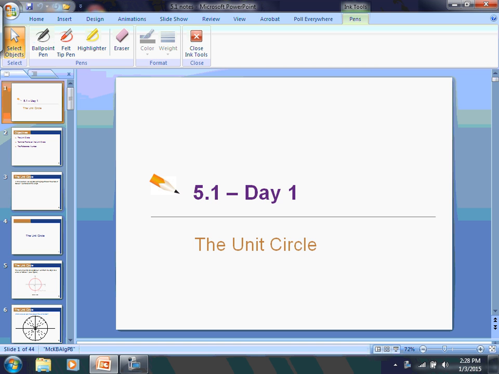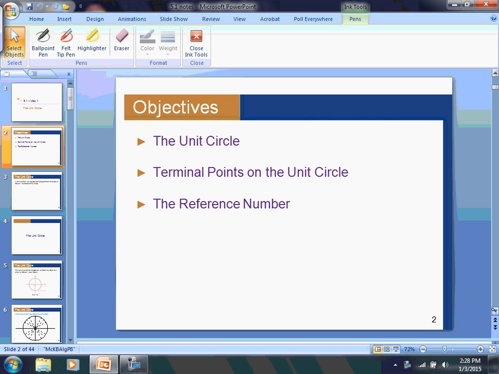These are the notes for section 5.1, day 1, entitled The Unit Circle. And today we're just going to review what you know about the unit circle. We're going to talk about the equation of a circle as well. And then we're going to talk about some very basic terminal points on the unit circle.